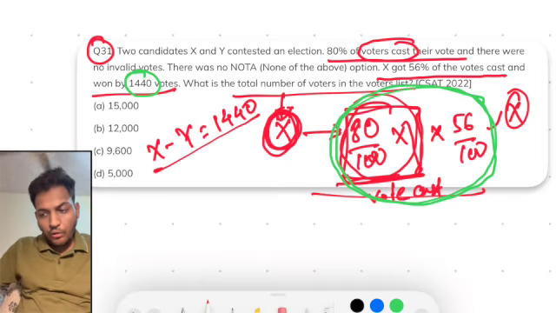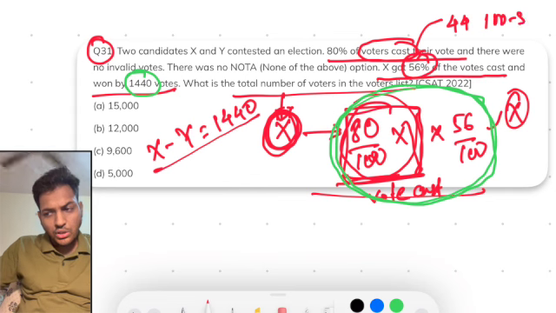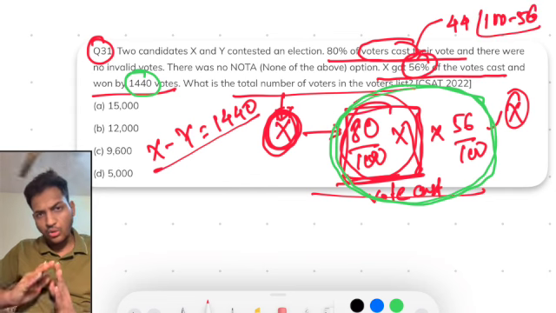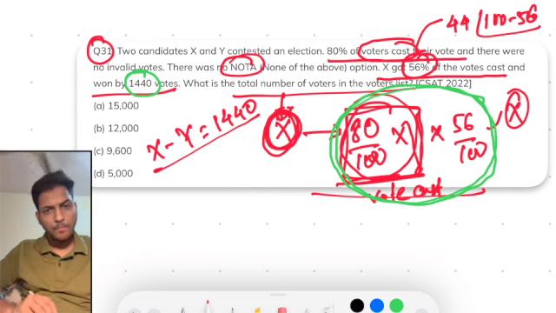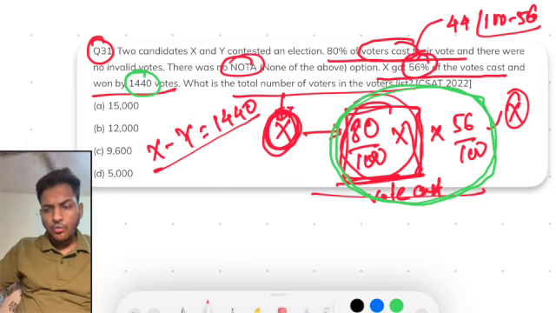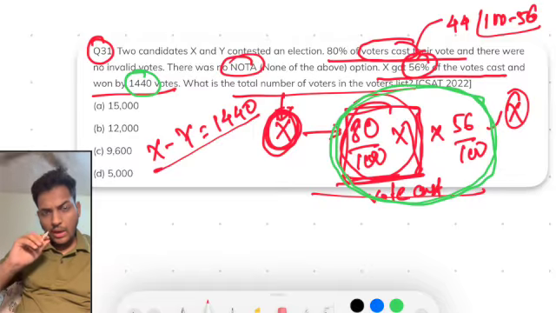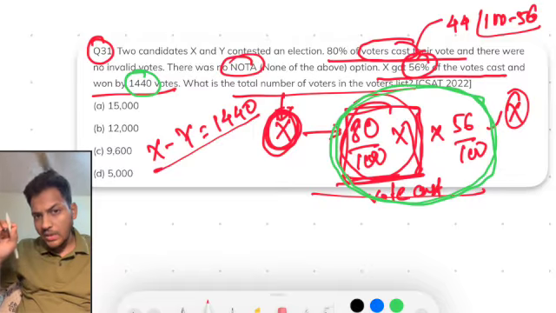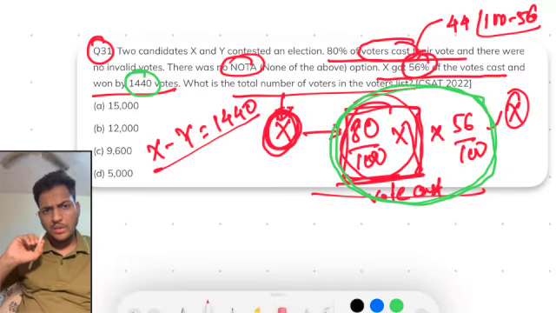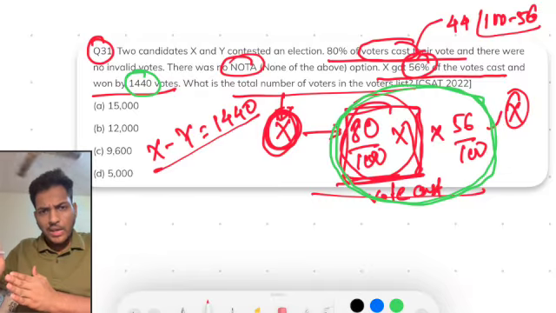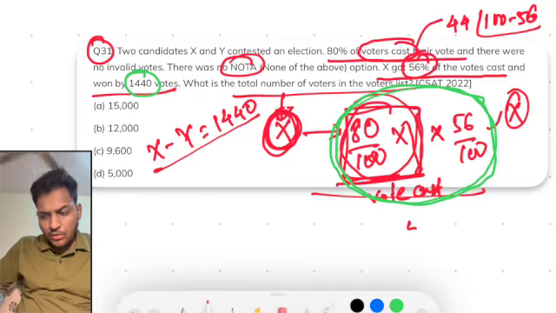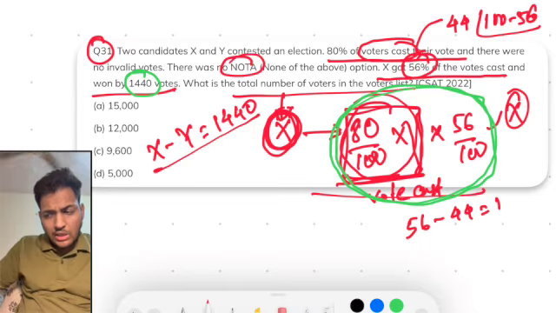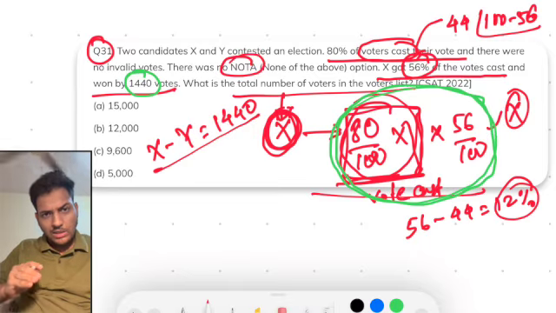Now if X has got 56%, Y will get 44%. That is 100 minus 56, because there is nobody else. See, only X and Y. They have already said that there is no NOTA. So X is 56, Y will get the rest of the vote cast, so 44. What is the difference? X has got 56%, Y has got 44%. So 56 minus 44. Can you see that it is 12% of the vote cast?